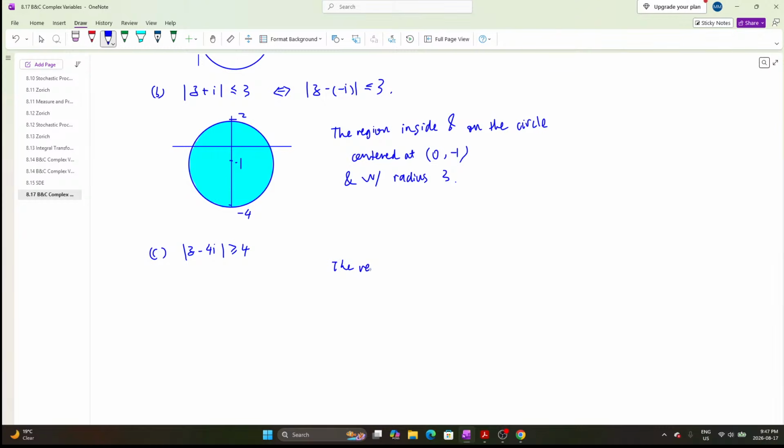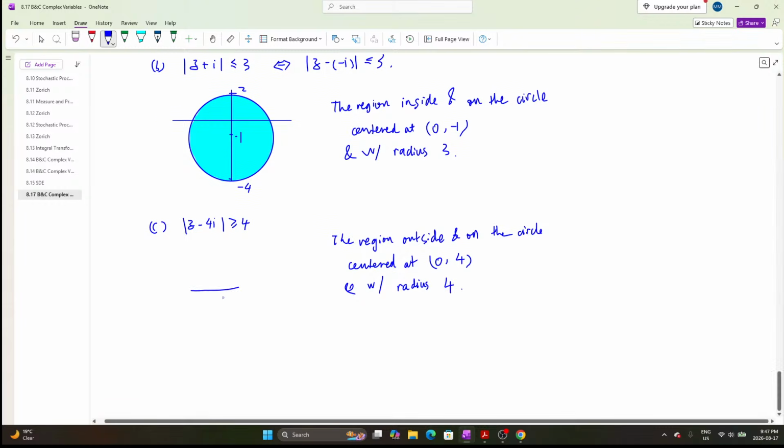Right, this is a region outside and on the circle, centered at (0, 4) and with radius 4. So this is the circle. Okay.